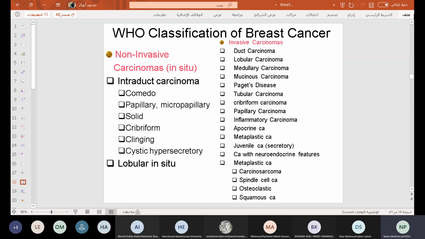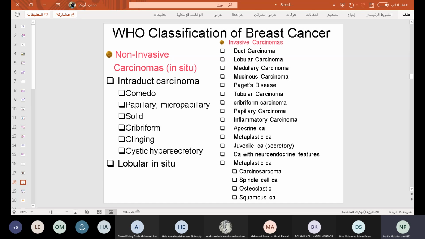The types of ductal carcinoma in situ, it means that the malignant cells are still inside the ductal system. They did not invade the stroma. Comedo type, papillary, micropapillary, cribriform, and so on. And this is the ductal in situ. We also have lobular in situ.